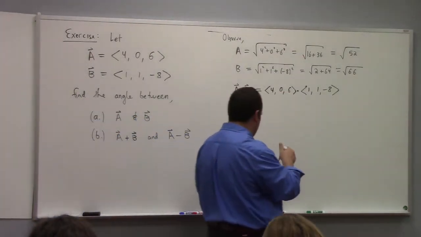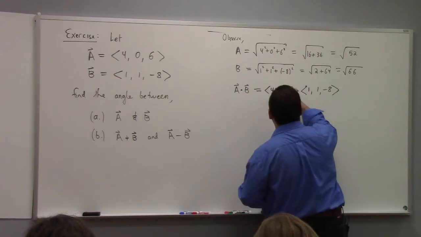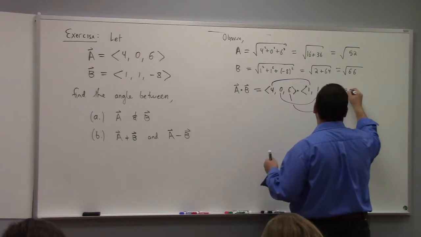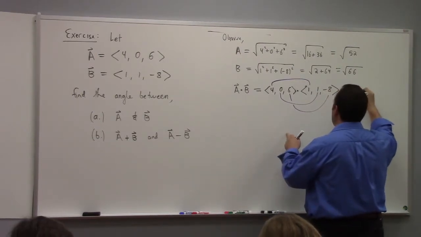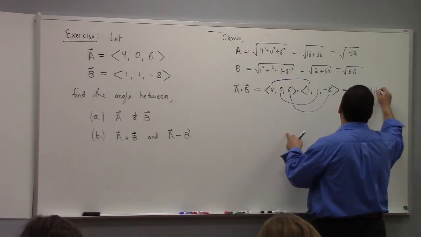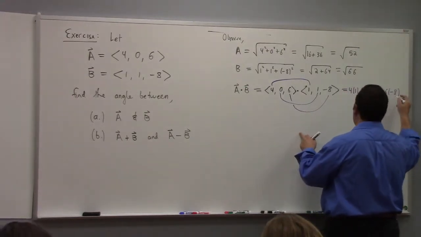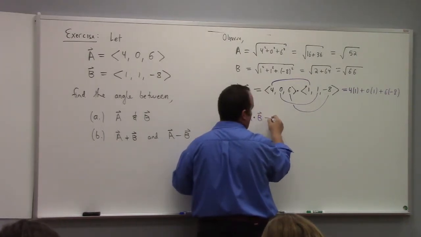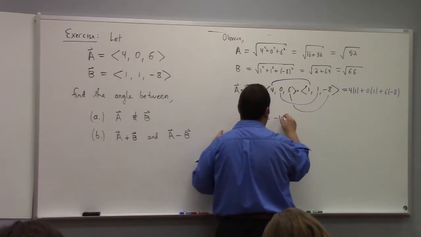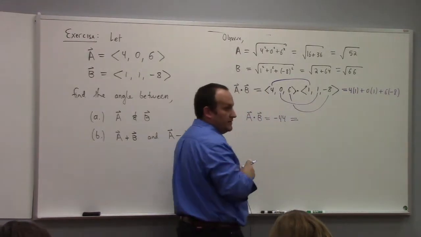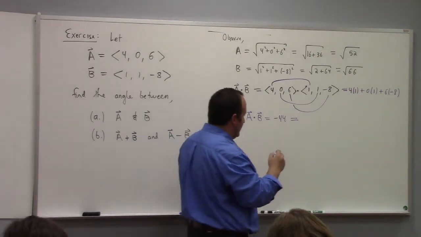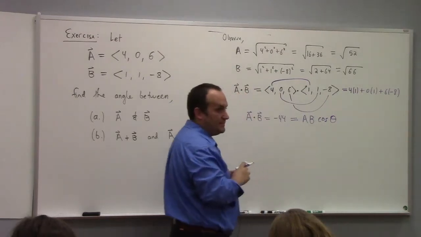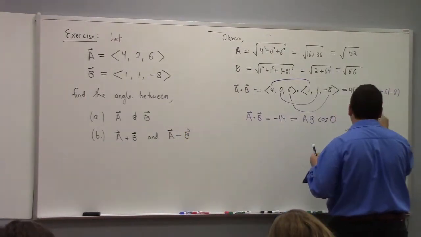Okay, so the dot product, remember we defined last time, means we multiply this times this, that times that, and that times that, and add them together. So that's just the definition of dot product. So 4 times 1 plus 0 times 1 plus 6 times minus 8. So it looks like the dot product of A and B is equal to what? I heard a negative what? Negative 44? Okay, but on the other hand, there's a theorem which says it's equal to the length of A, times the length of B, times the cosine of the angle we're trying to find between A and B, all right? And so we can then figure out what that angle is.